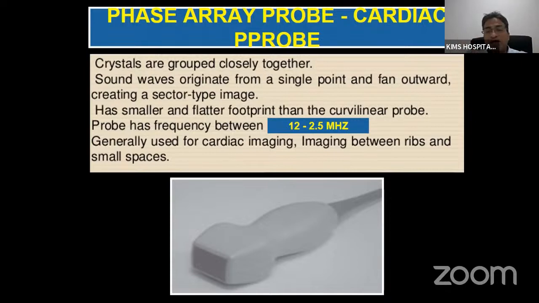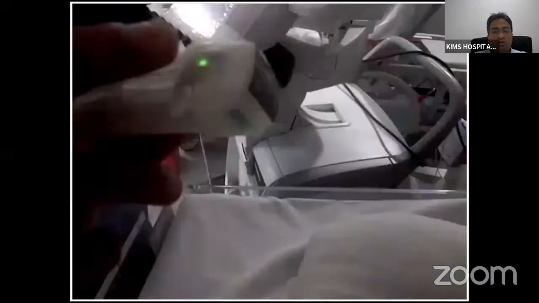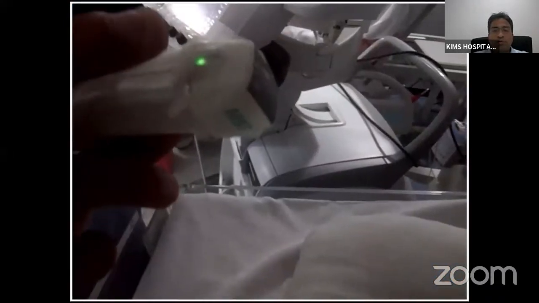So at a lower age, a higher frequency probe is needed, which has more resolution but low penetration. As the age grows, the resolution power of the probe reduces, but the penetration increases. So in general you have to see the probe this way: a high frequency probe for a depth of 4 to 5 mm gives high resolution, but a low frequency probe for an adult gets a depth of 12 to 16 centimeters and gives low resolution, not high resolution by mistake. Okay, so this is the probe you can see.